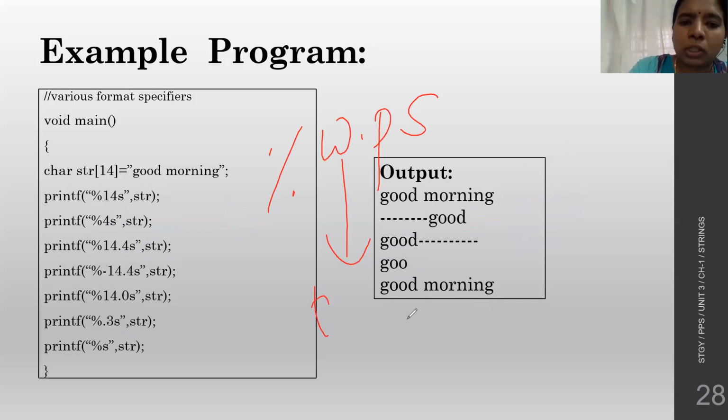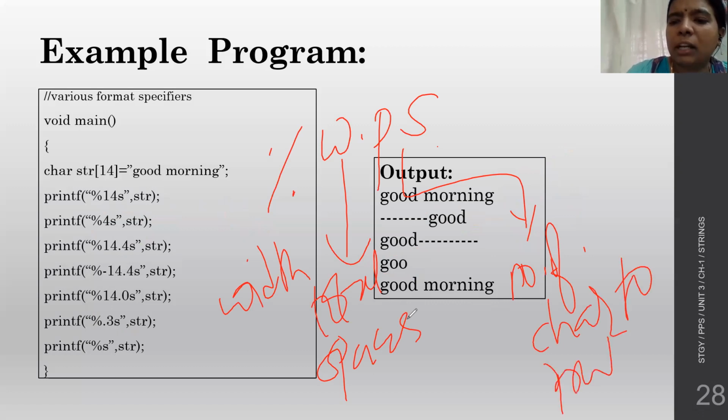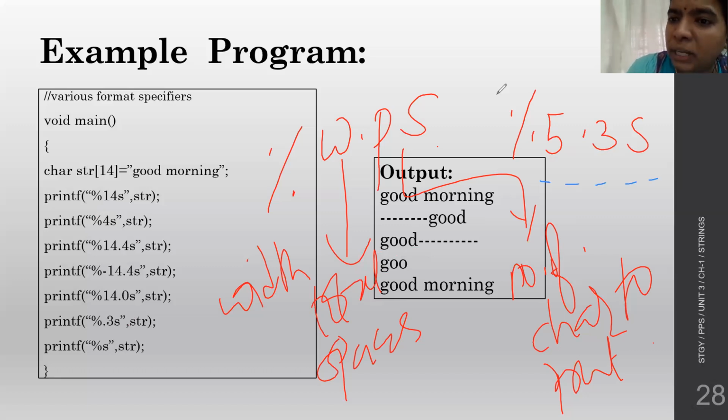W stands for total spaces or total width. W means width, and P means precision. P means the number of characters that we want to print. How many characters do we want to print? So for example, if I write percentile 5.3s, that means in 5 spaces, I want to print 3 characters.